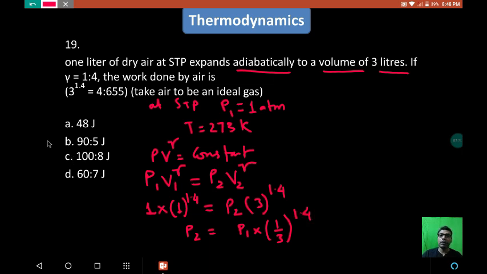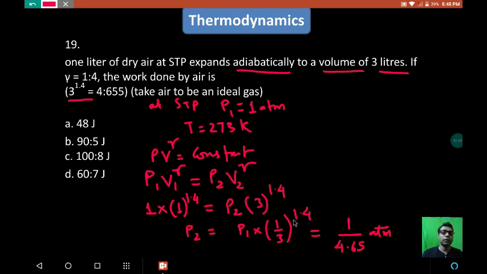Now from here we get P2 as P1 into 1 by 3 raised to power 1.4. Here the value has been given that 3 raised to power 1.4 equals 4.655. We can put P1 as 1 and we can say that P2 equals 1 divided by this 4.65 atmosphere. So this is the P2 value, but the question still asks to find the work done.